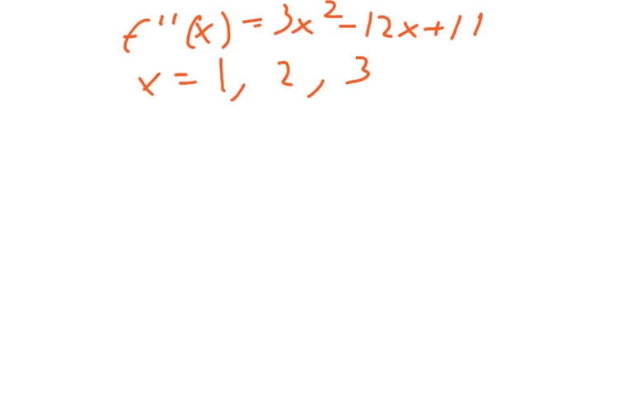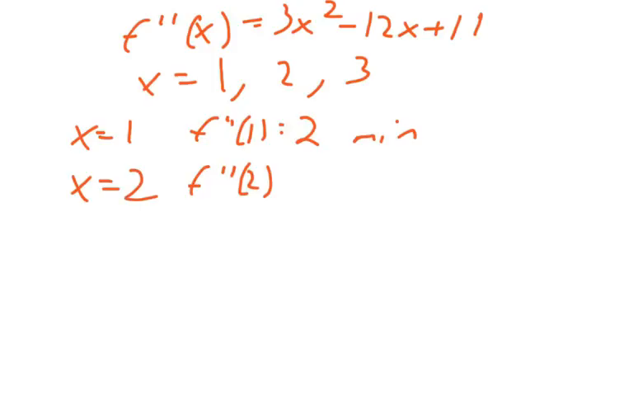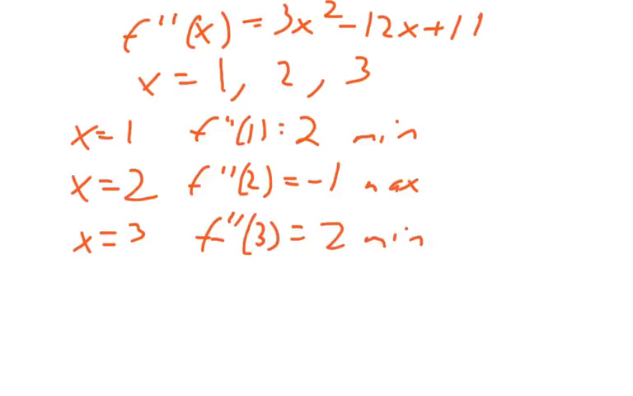So for this problem, I'm going to plug 1 into the problem first. So when x equals 1, f double prime of 1 is equal to 3 minus 12 plus 11, which is 2, which gives me a minimum because it's concave up. When x is equal to 2, I plug that in and I get the answer of negative 1, which means that at x equals 2 I have a maximum, and at x equals 3 I get the answer of 2 again, which means it's concave up, which means I have a minimum.